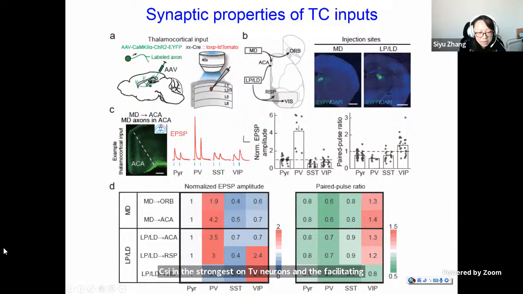LP/LD are the only thalamic nuclei innervating cortical areas at all stages in the visual network. The synaptic properties of LP/LD input change markedly according to the target. Similar to bottom-up inputs, LP/LD to ACA inputs were strongest on PV neurons. On the contrary, LP/LD to VIS inputs were strongest onto VIP neurons, consistent with top-down inputs. And notably, LP/LD to RSP input was strong on both PV and VIP neurons, exhibiting the characteristics of both bottom-up and top-down inputs.